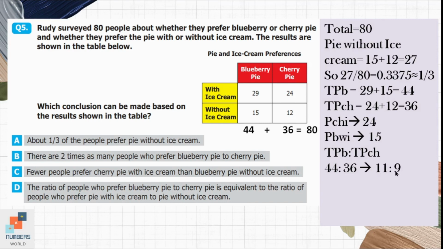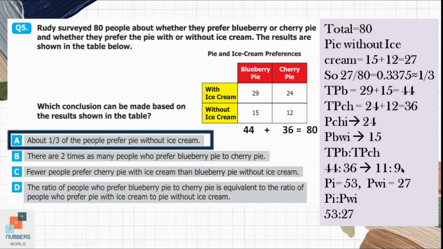Let's calculate the ratio of pie with ice cream to pie without ice cream. So pie with ice cream is equal to 29 plus 24, that is equal to 53, and the sum of the pies without ice cream is equal to 27 if we add 15 and 12. The ratio is 53:27, which is not equivalent to 11:9. So option D is also incorrect. Only option A is the correct one.